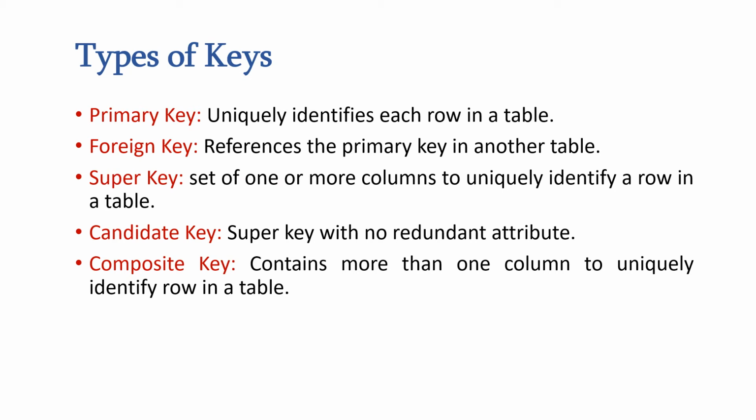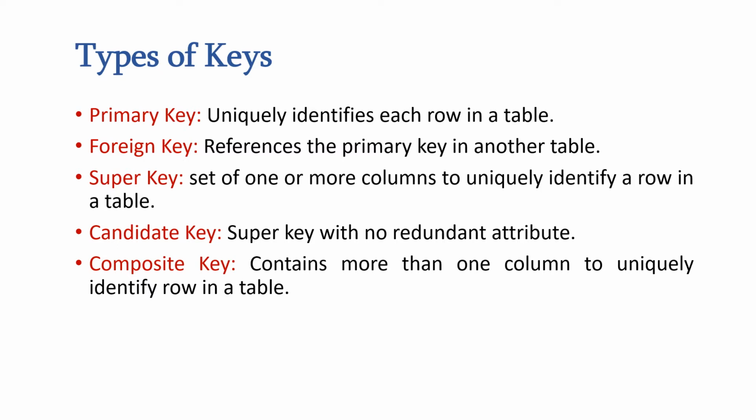So the different types of keys in relational database management system: the first one we are going to see is the primary key, which is used to uniquely identify each row in a table. Next one is the foreign key. It references the primary key in another table. The next one is the super key. It is a set of one or more columns to uniquely identify a row in a table.